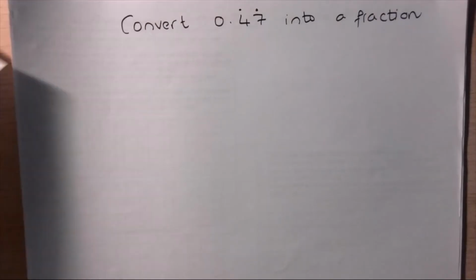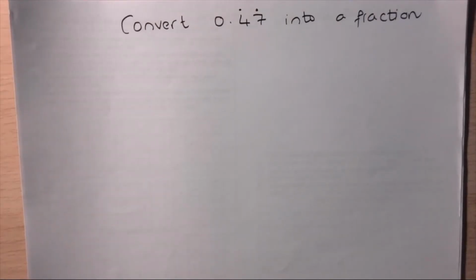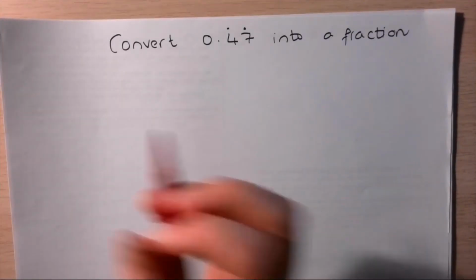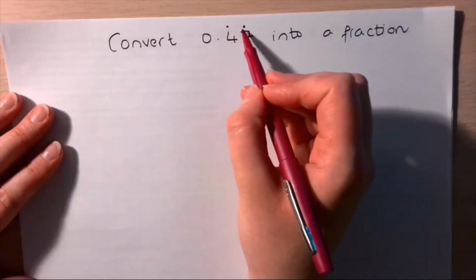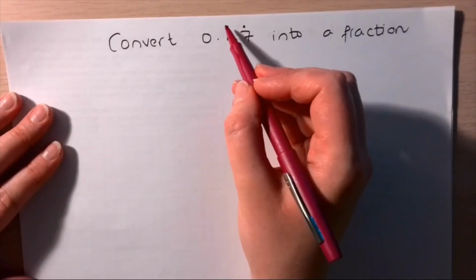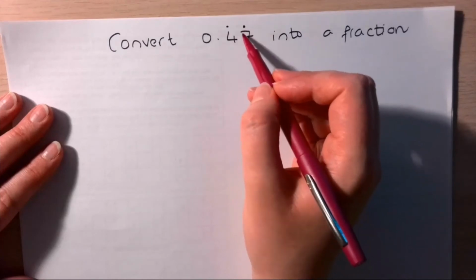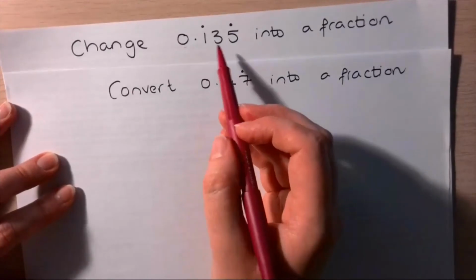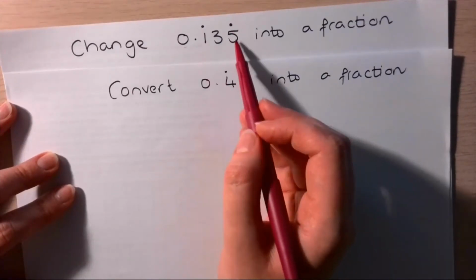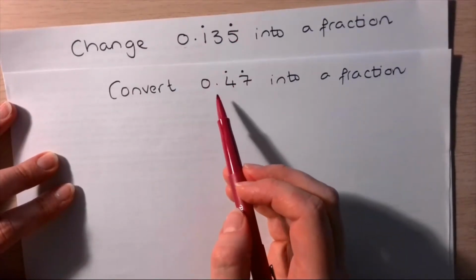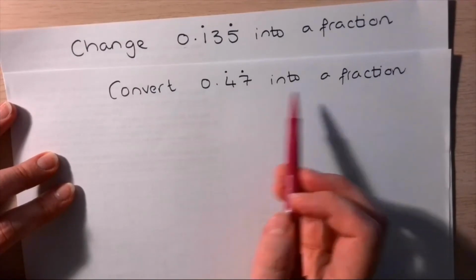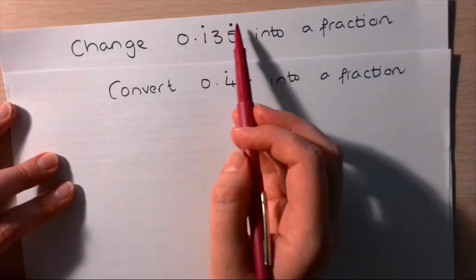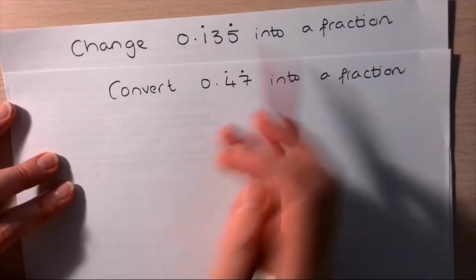Okay, so this time we've got 0.47 recurring, and we want to convert this into a fraction. So when we've got 2 dots over the top, that essentially means that this is going to be a pattern that starts with the 4 and ends with a 7, and then continues. In a moment you will see one like this, a pattern that starts with the 1 and ends with the 5. So this one here is going to go 0.474747. This one will go 0.135135. The dots indicate the start and the end of that sequence.